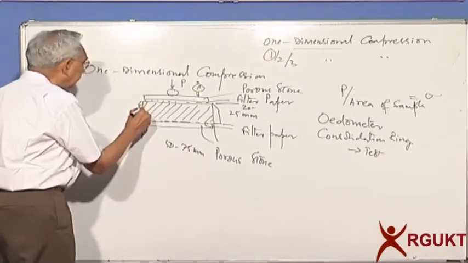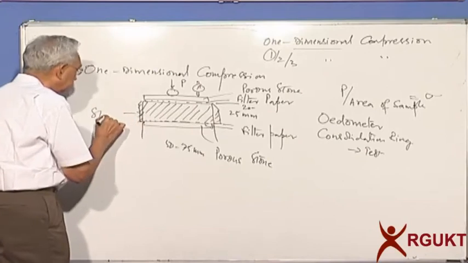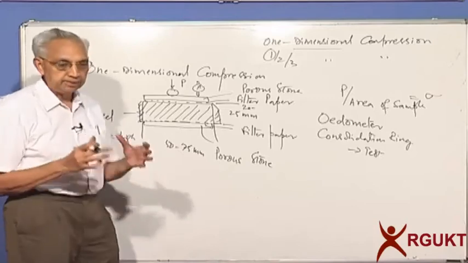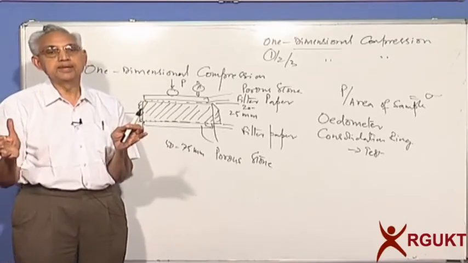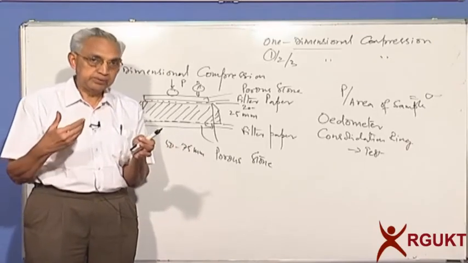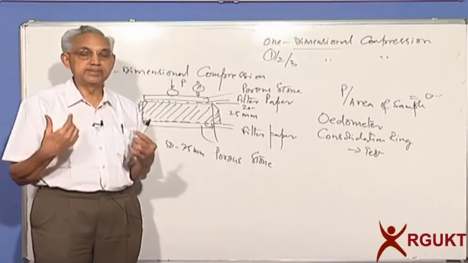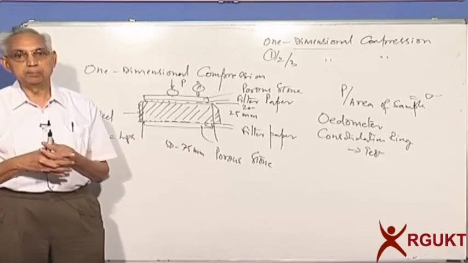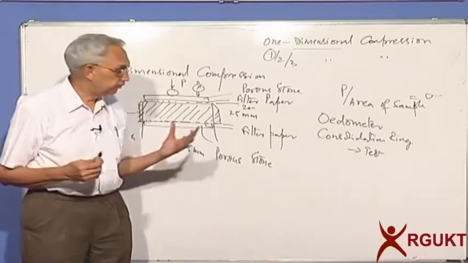This ring is usually made with steel, so its E is very high. So if I have a steel ring and if I apply the load, what are the chances that it will expand? Negligibly 0, because E value is 210 gigapascal, and we are not talking of high stresses. In soils, we talk of only maybe 100, 200, 300 kilopascals. So we don't have that level of stress to deform the ring.